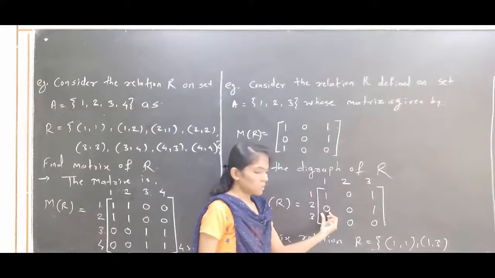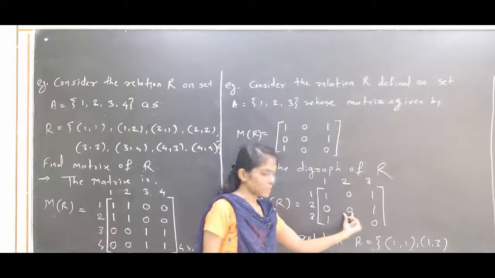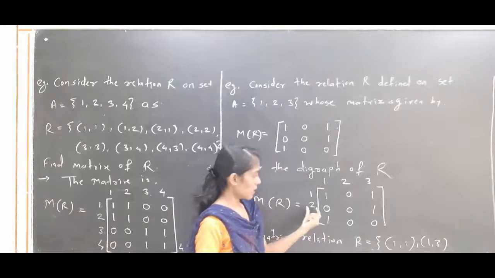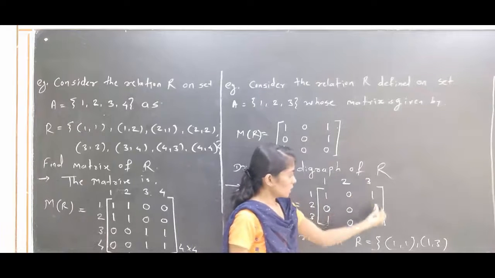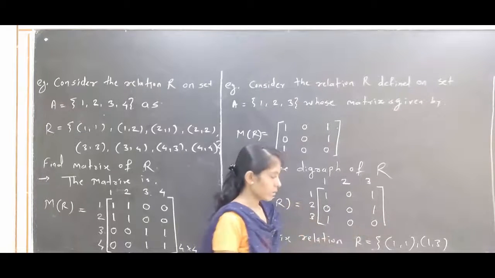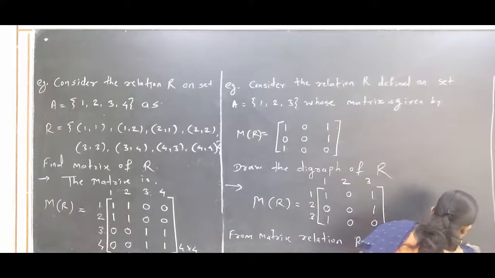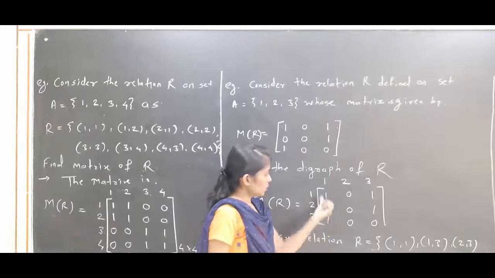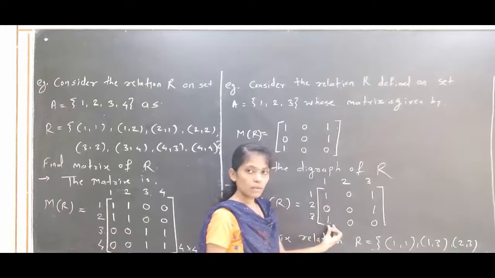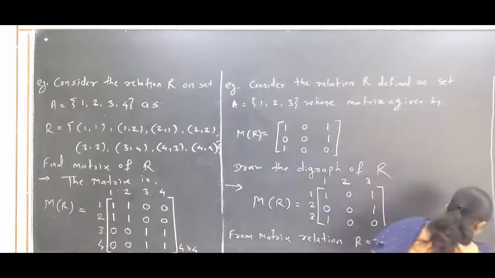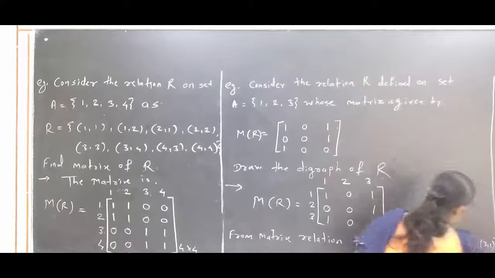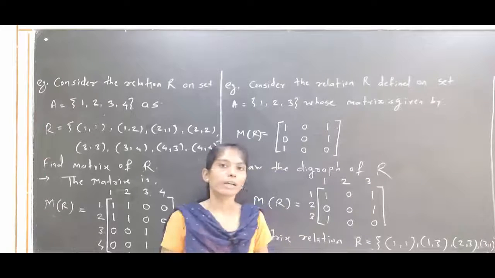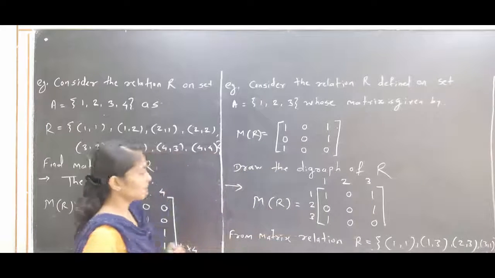From 2 to 1 entry is 0, from 2 to 2 entry is again 0. That means both pairs do not belong to relation R. Then from 2 to 3 there is entry 1, so ordered pair (2,3) belongs to relation R. And 3 to 1 entry is 1, so (3,1) belongs to R. Remaining entries are 0, so those pairs don't belong to R. So from the matrix we get the relation.